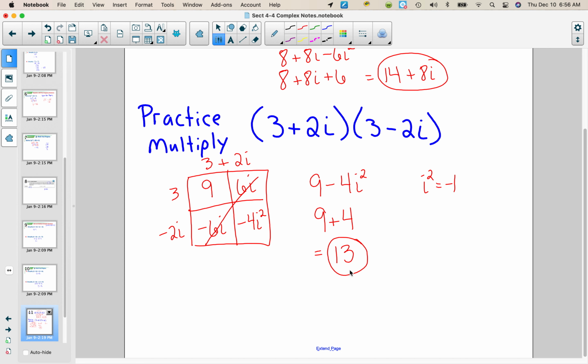And that's because if you notice, we have the difference of two squares here, and we have that pattern. These are actually called conjugate pairs, when one of them is plus and the other one is minus. And so when you multiply a complex number by its conjugate, you actually do cancel out the imaginary part and you'll end up with a real number.